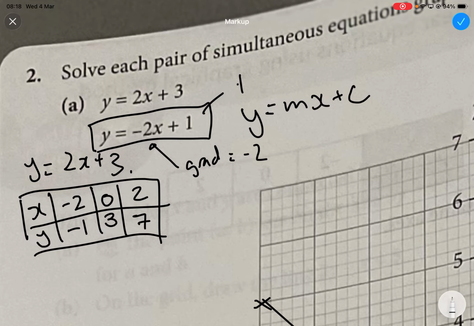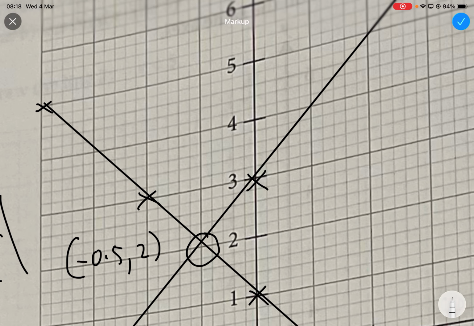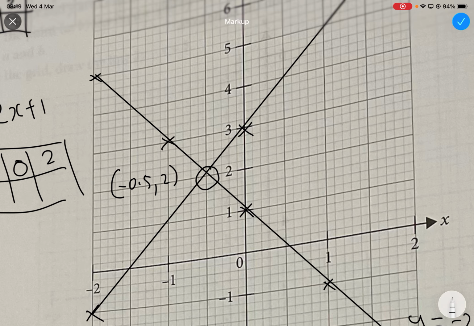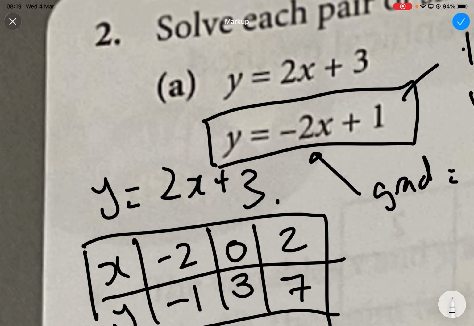So for the first line, if I just look at the gradient and the y-intercept, it will pass through this point, the y-intercept. Then the gradient is 2. The gradient is 2, positive, means every one step in the x direction, it will move up by 2. That is the meaning of gradient. Every one step, move up by how much or move down by how much. That is the gradient. So the gradient of the first line is 2.